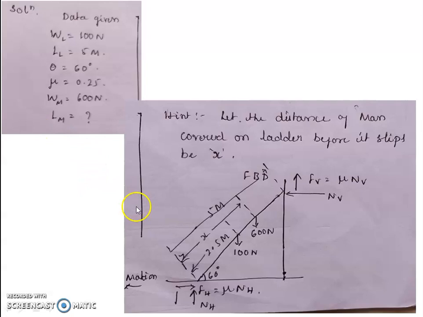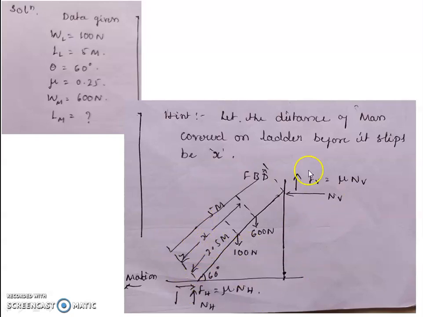As a hint, let the distance covered by the man on the ladder before it slips be x. I have written it here, this is x. Let us assume a man is standing here on the ladder at a distance x from the reference point, that is A. Through this we will try to solve this problem.